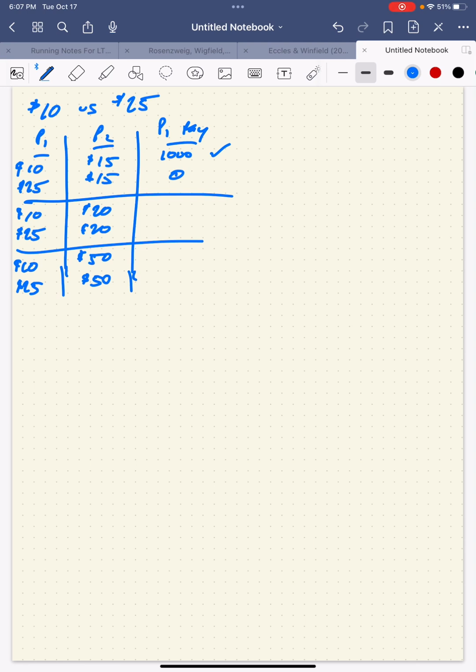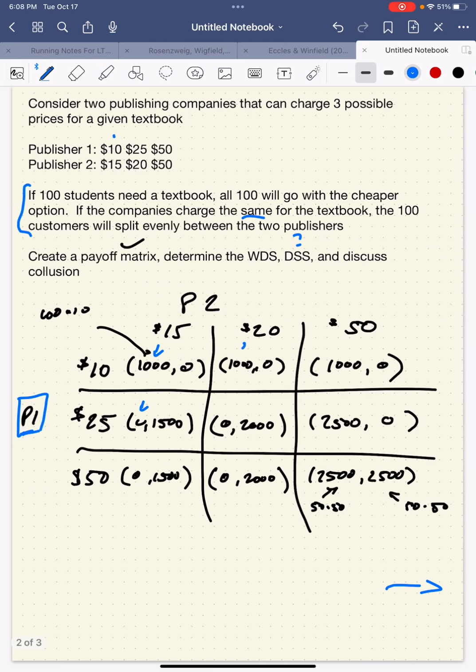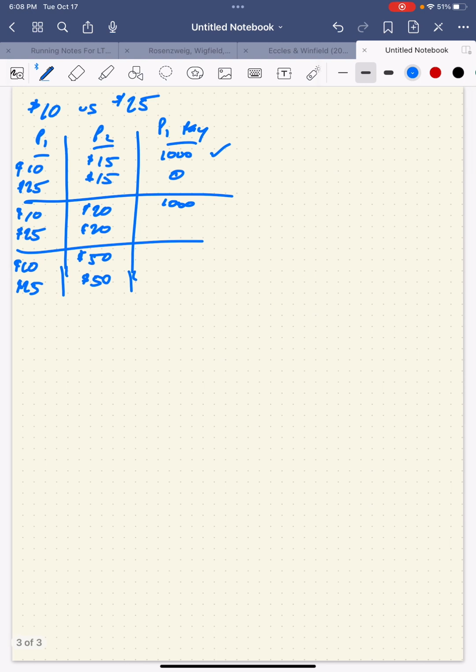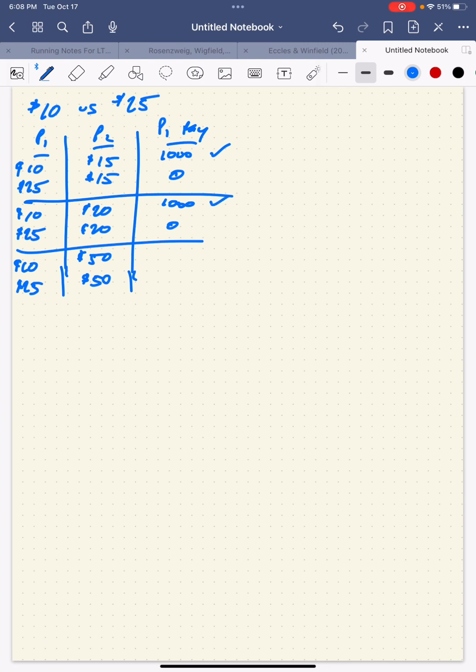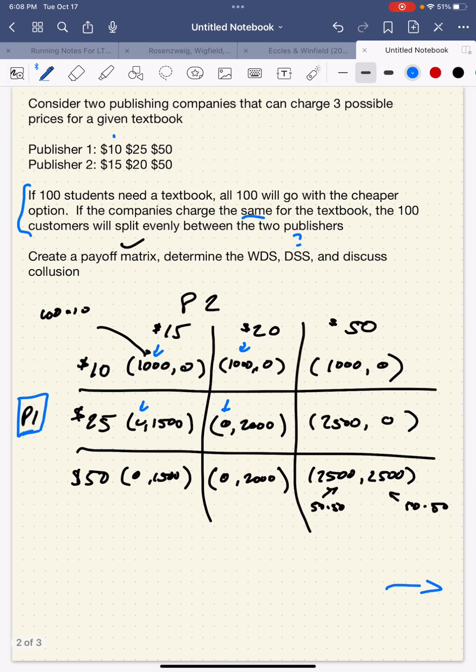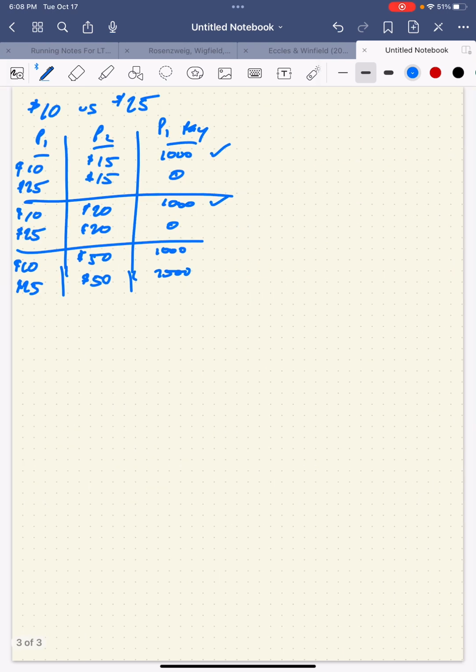Similarly, on the next setup, player one charges 10, player two charges 20, so they're making $1,000 in that case. Player one charges 25, player two charges 20. Again, they're making nothing in that. So again, we see that that's the better option. And then player one charges 10, player two charges 25, so they're cheaper in both of these. So in that case, it's better to play the $25 option. So there is no weak dominant strategy between 10 and 25. We cannot say that it's always better to play one or the other.